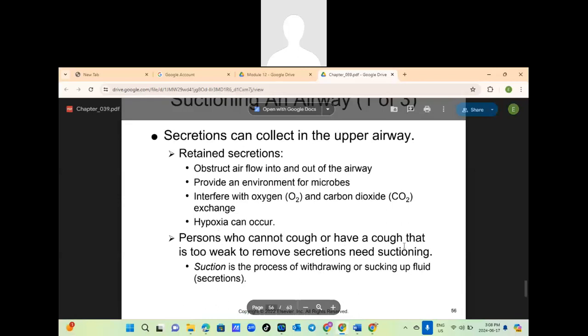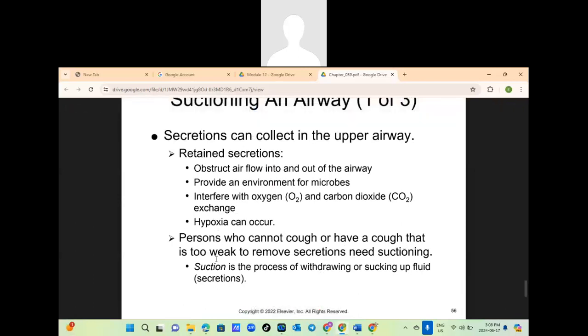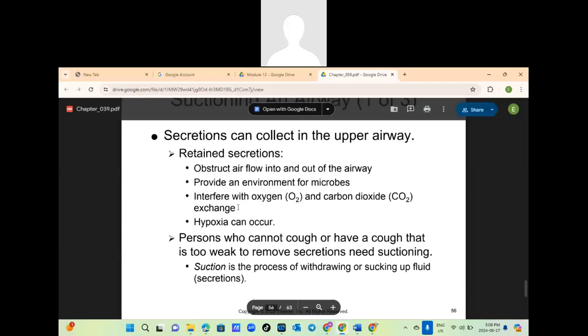A person who cannot cough, or has a cough that is too weak to remove secretions, needs suctioning. Suction is the process of withdrawing or sucking up fluid, which is the secretion.